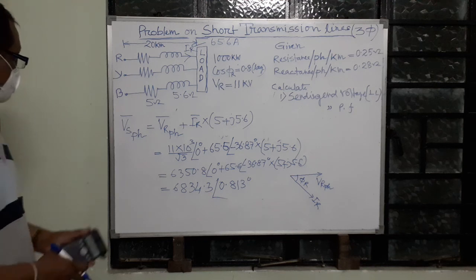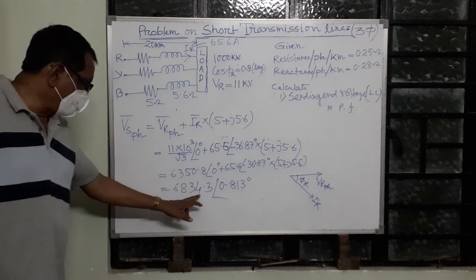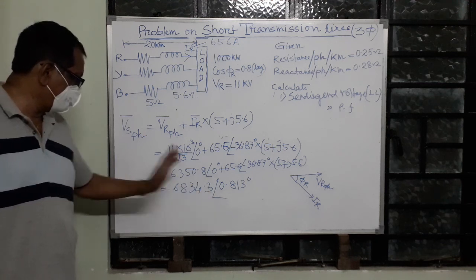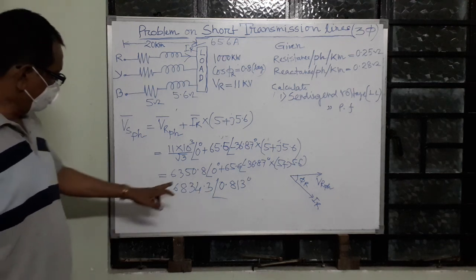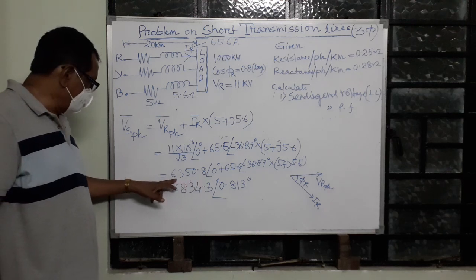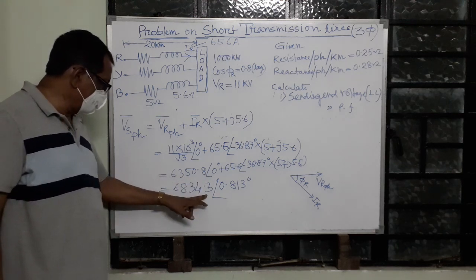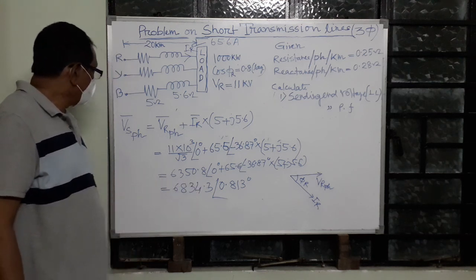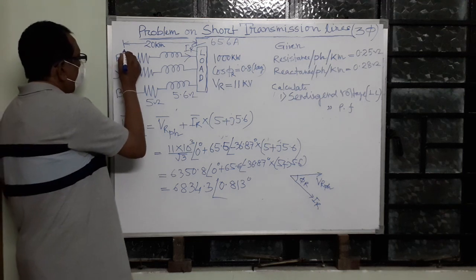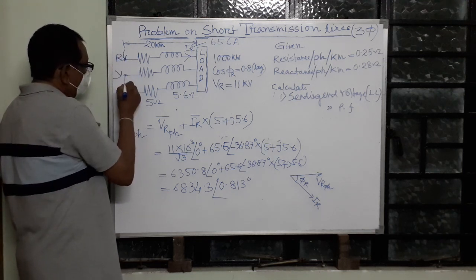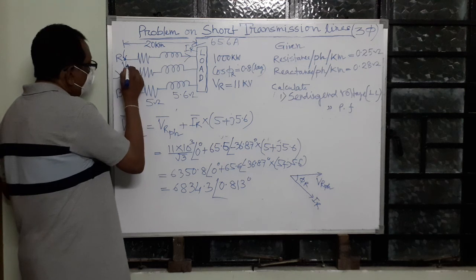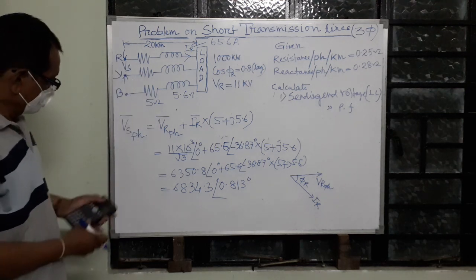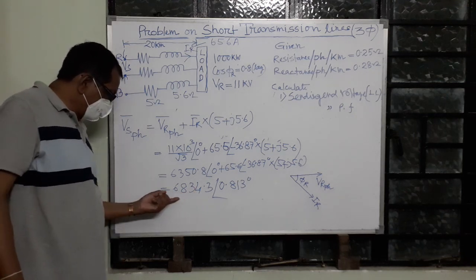So the receiving end per phase voltage is 6834.3, where the receiving end voltage is 6350.8. This is the sending end voltage, phase voltage. Now what is the voltage? We have to find the voltage at Vs. What is Vs? Vs is the sending end line voltage. If we multiply by √3, this is a volt.